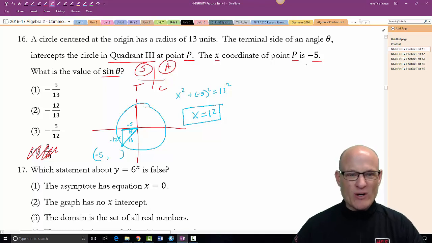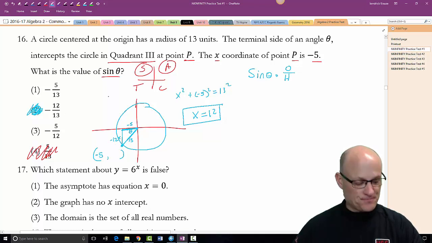All right, so what is sine? Well, sine of theta is opposite over hypotenuse. So the opposite is negative 12, the hypotenuse is 13, and there is my answer right there.